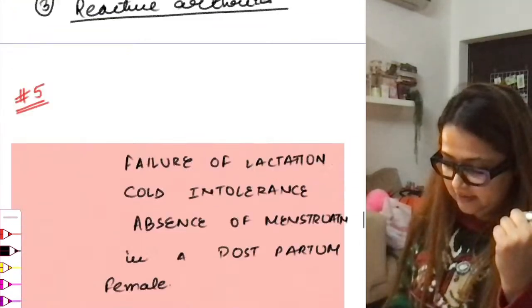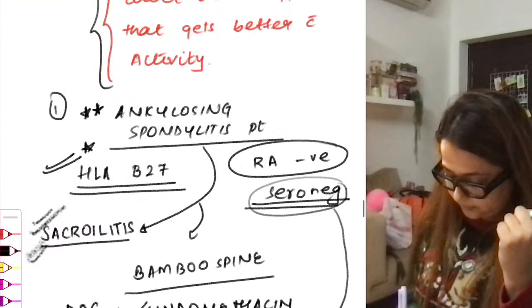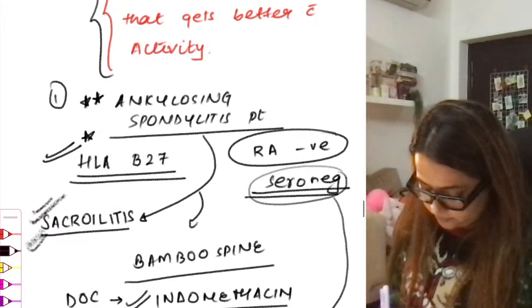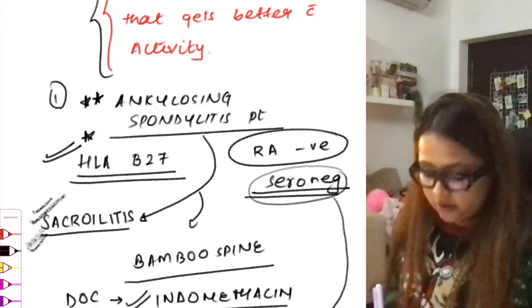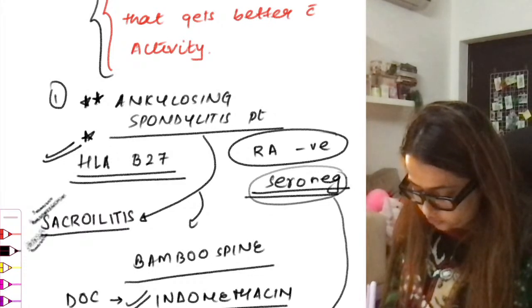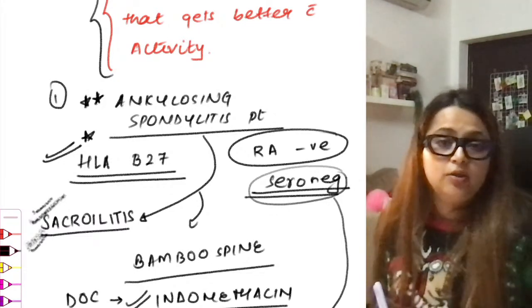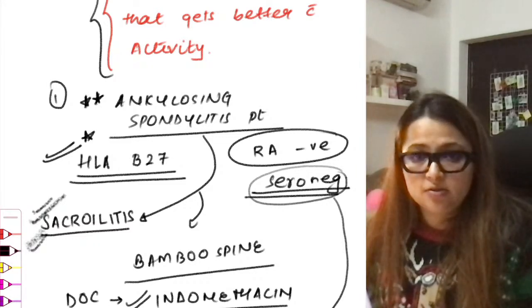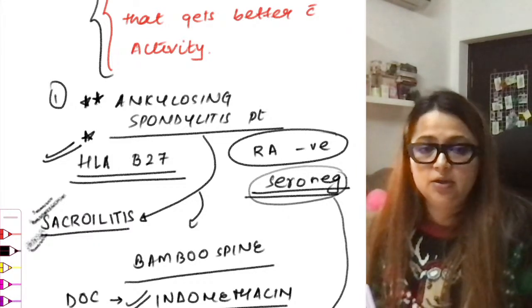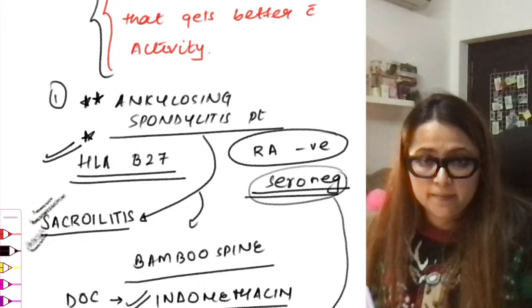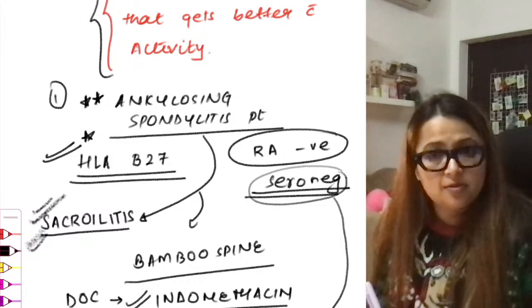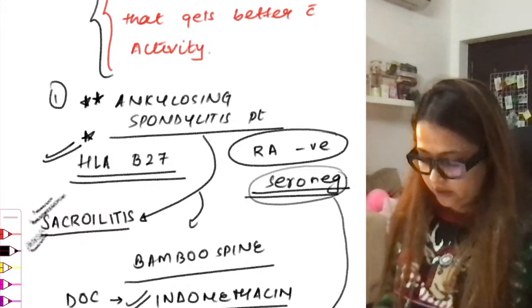And the last point regarding seronegative spondyloarthropathy, that is inflammatory bowel disease associated arthritis. The patient could have a history of Crohn's disease or ulcerative colitis, and ultimately the patient develops joint pain. So this is IBD associated arthritis, and that is a part of seronegative spondyloarthropathy.